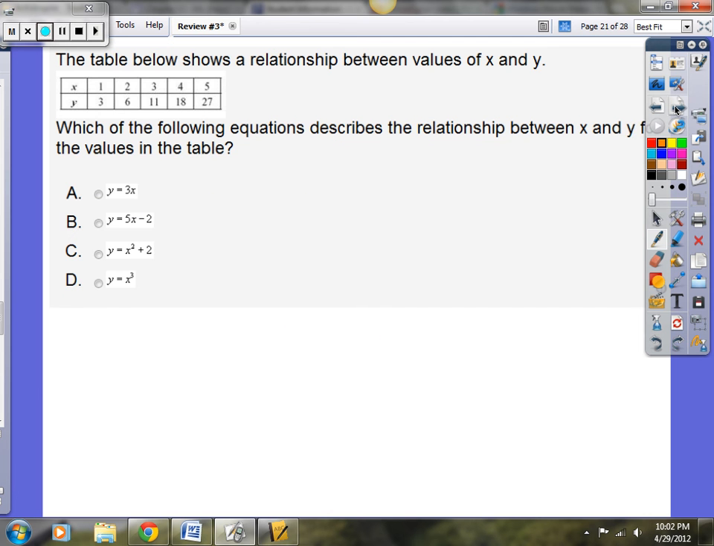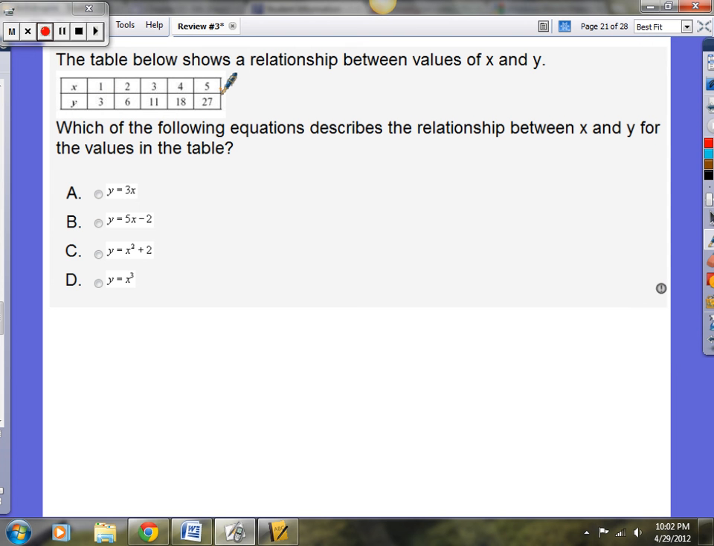The table below shows a relationship between the values of X and Y. Which of the following equations describes the relationship? Okay, you can use street smarts. You just plug in A, plug in B, find one that works. But I'm going to look real quick at the table, and I see my X's, they're just going up 1, 2, 3, 4, 5, so they're going up 1 every time. So it's a constant rate of change for the X's.